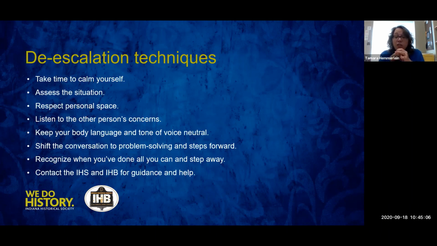Shift the conversation to problem solving and steps forward. Sometimes when people get very upset, they spiral. They spiral to concerns or feelings that are outside of the scope of the conversation. Sometimes they become circular, and basically what they're doing is saying the same thing over and over again. They may be getting louder. They may be changing their stance. Try and break that cycle by shifting the conversation to problem solving.